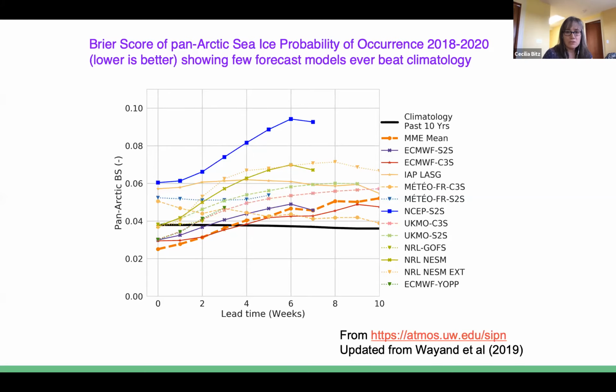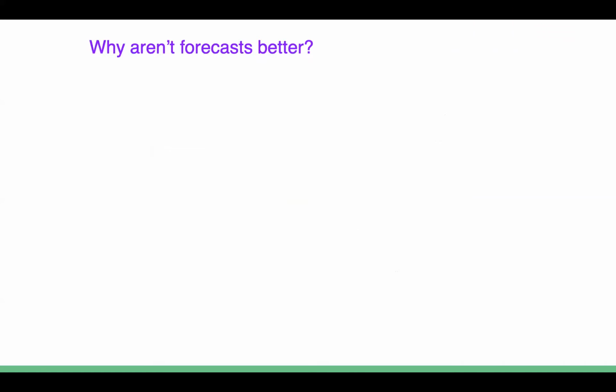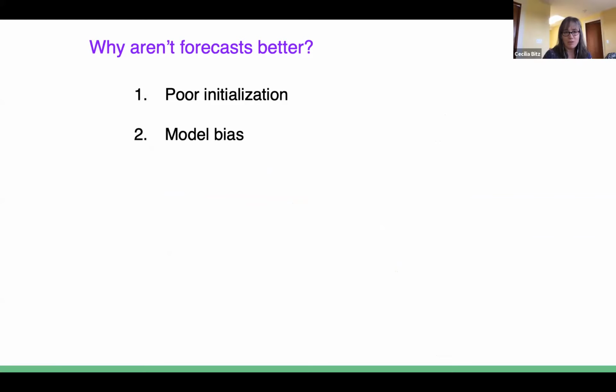And the solid black line is a climatological estimate, so purely observational. What this shows is that we actually see very few models that are better than a purely observational estimate. Incidentally, all of those models that are below the line are from the ECMWF group. So why aren't forecasts doing better? Well, I think primarily it's poor initialization and model bias. Well, what can we do about that?